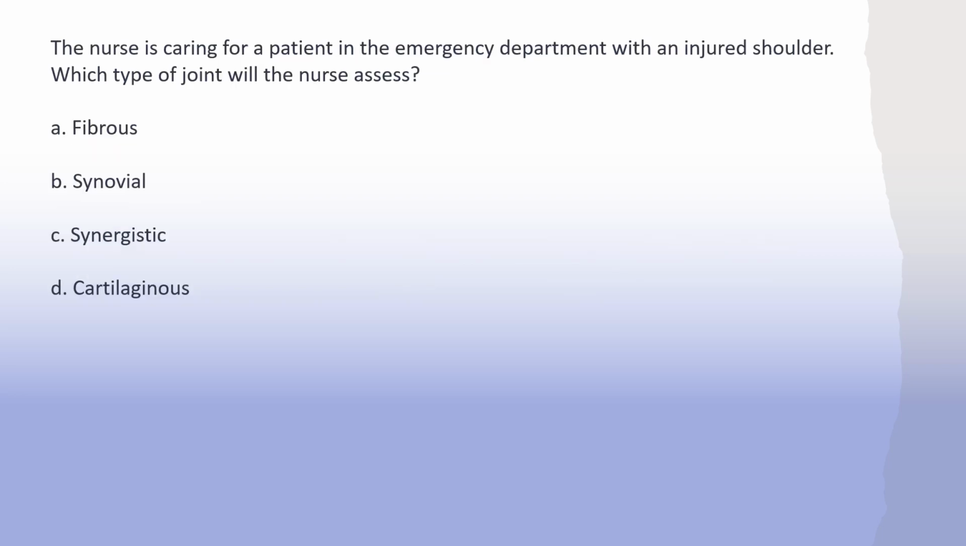The nurse is caring for a patient in the emergency department with an injured shoulder. Which type of joint will the nurse assess? A. Fibrous. B. Synovial. C. Synergistic. D. Cartilaginous.